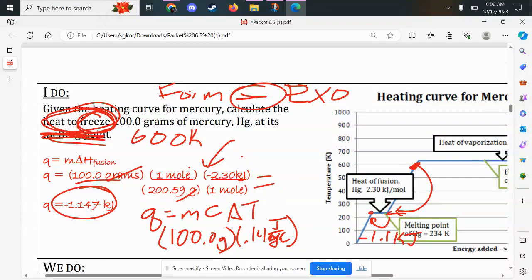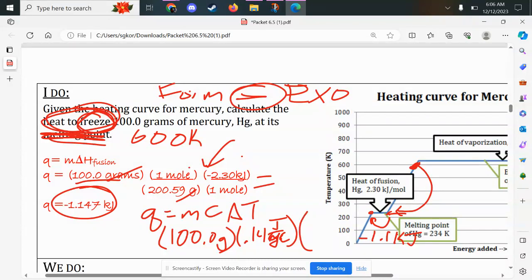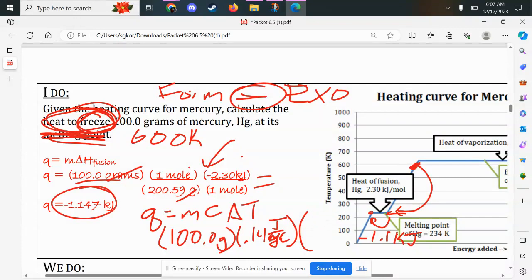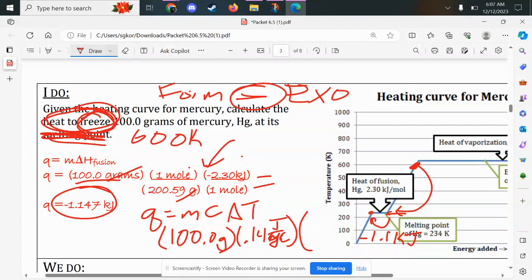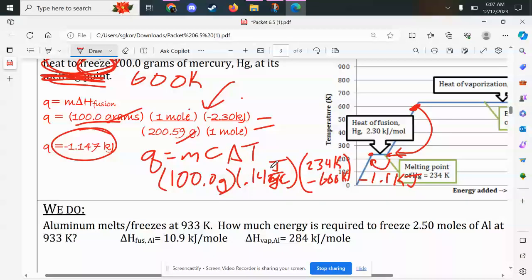Now for my change in temperature, excuse me, I would like to draw again. I had 600 to the melting point, which is 234. So 600 Kelvin. Oh, guess what Mix K did? Very silly mistake. I did the big number first. We want to do final minus initial, not initial minus final. So I have to go back. I need to do 234 K minus 600 K. So now it's just a matter of solving out for this Q value.